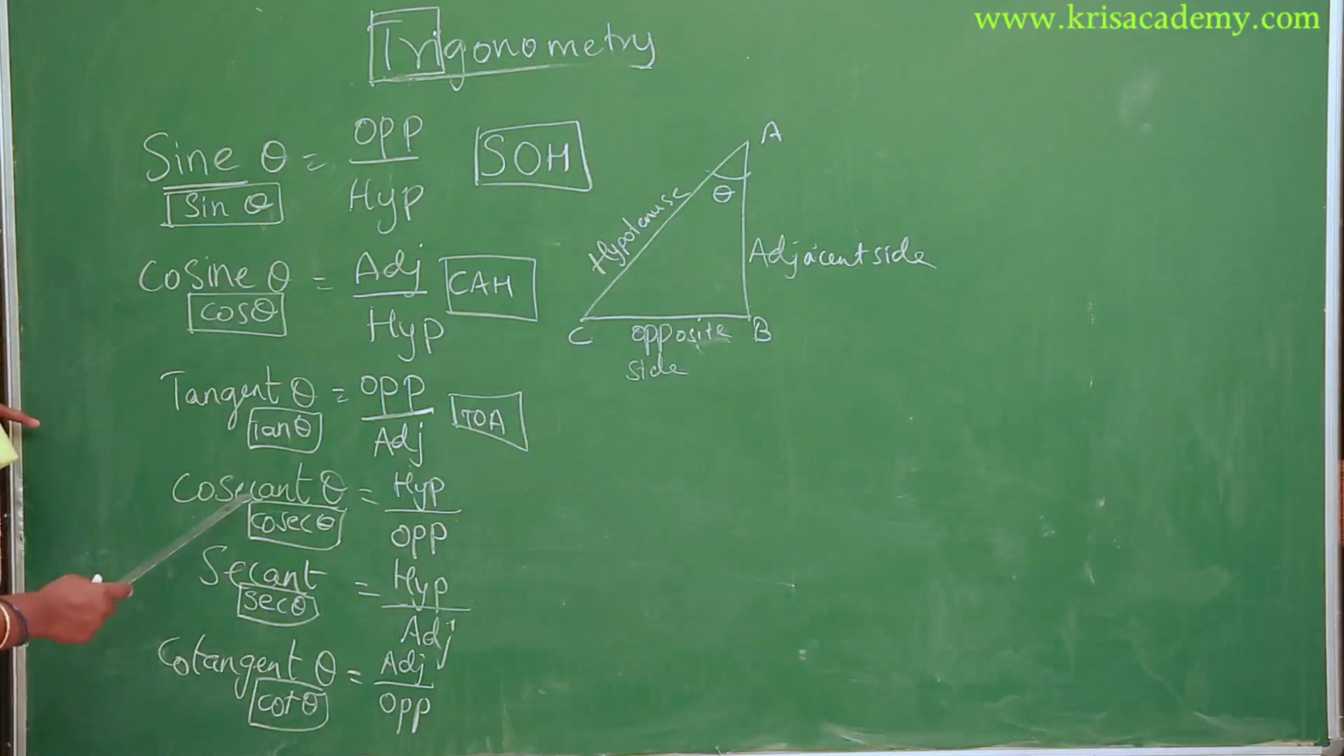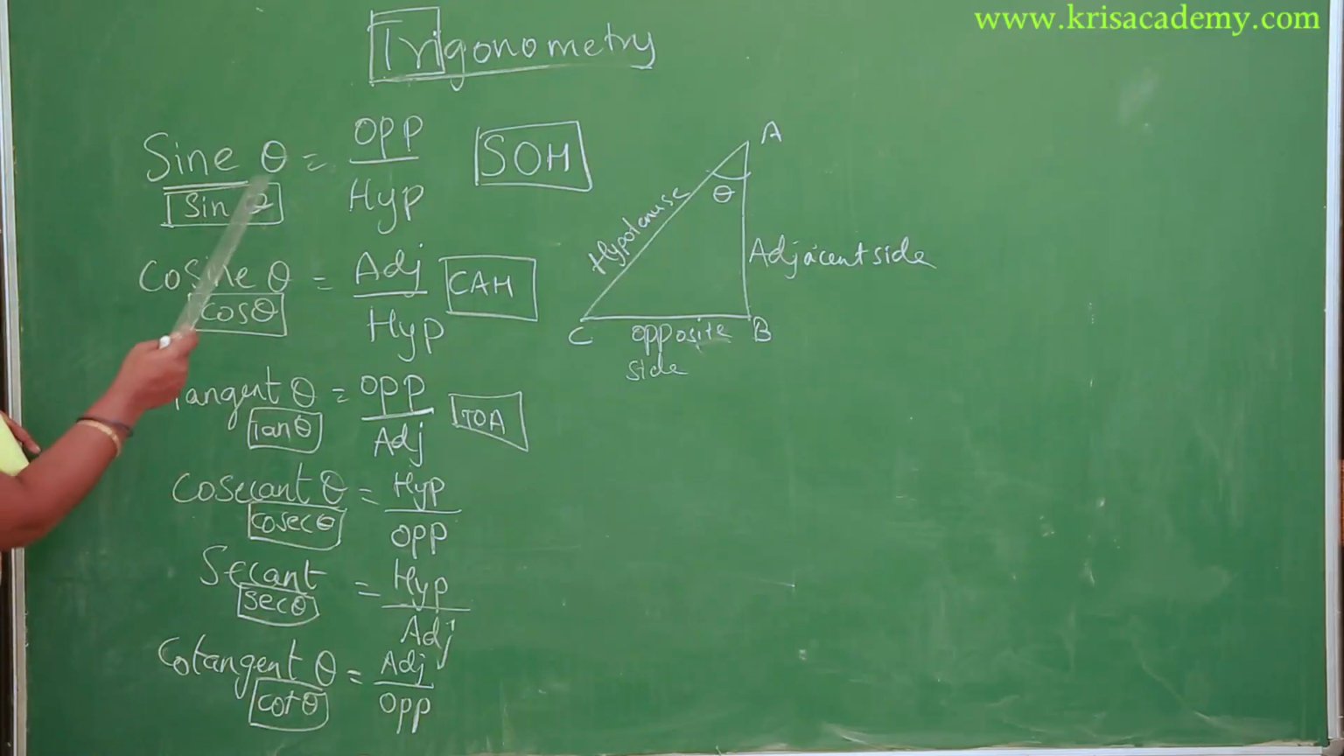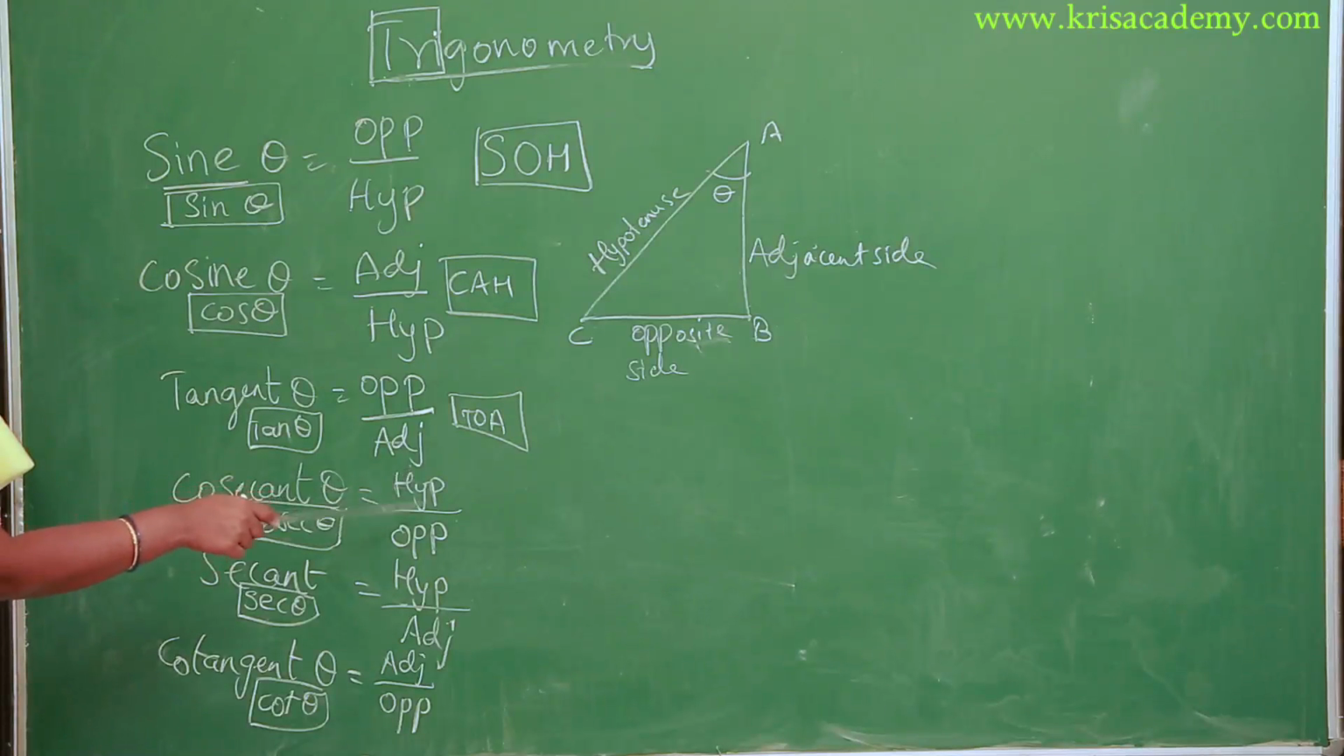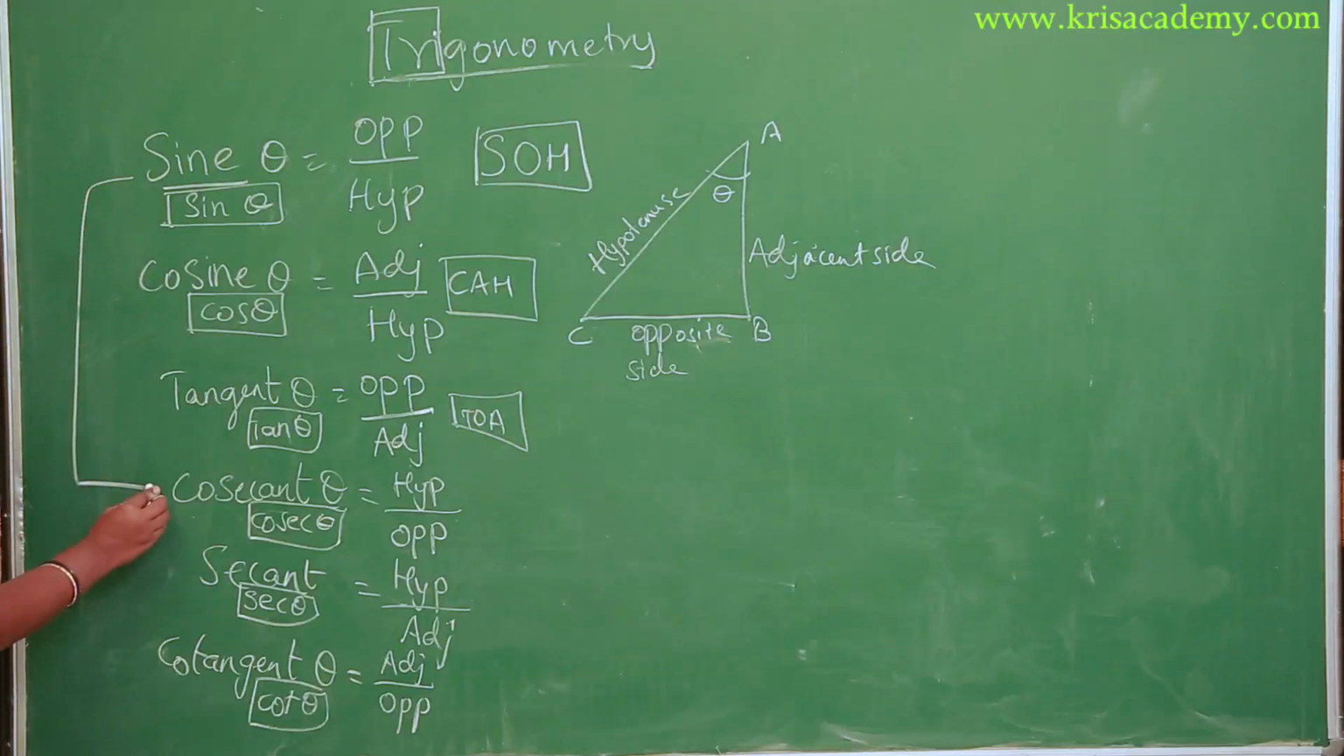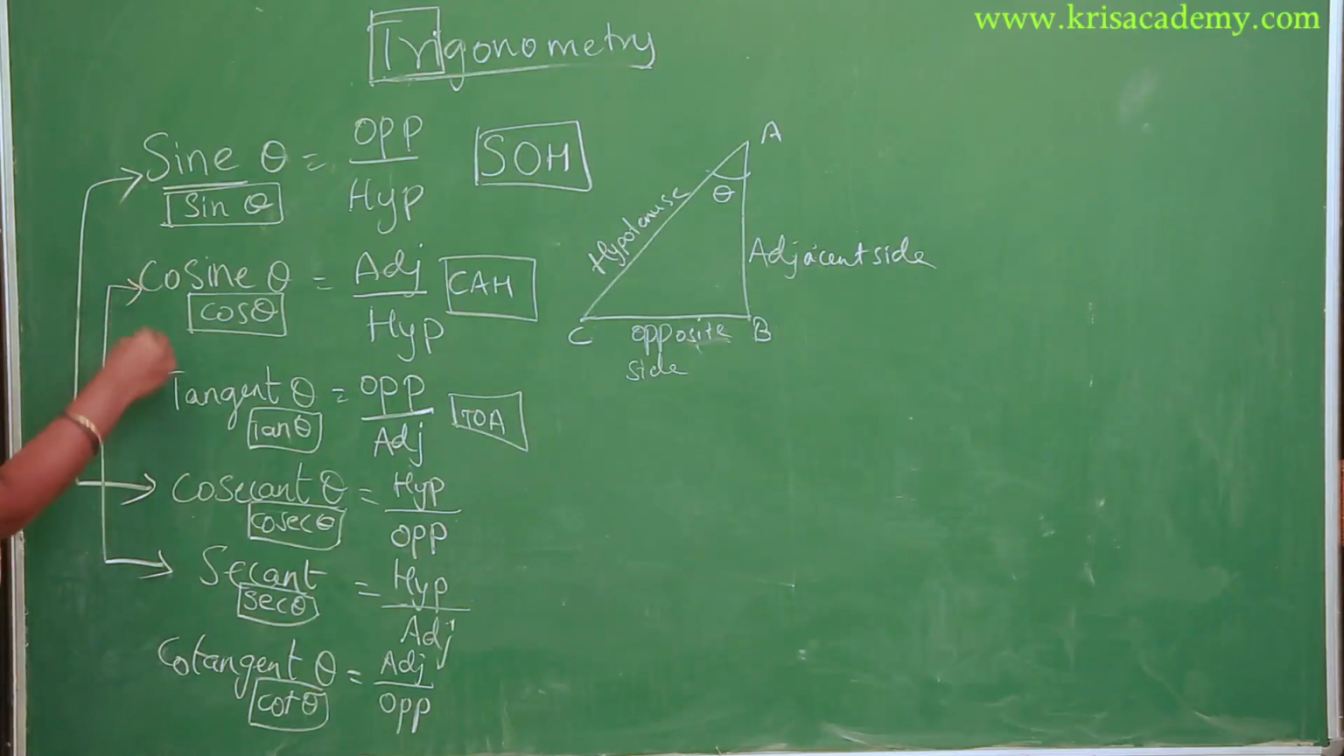So sine and cosecant are reciprocals. Sine is opposite by hypotenuse, which means cosecant will be hypotenuse by opposite. Now cosine and secant are reciprocals. Tan and cot are reciprocals.